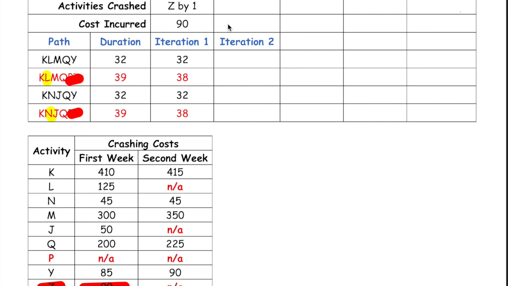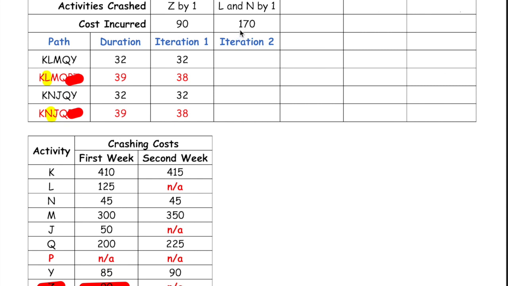And so in the second iteration, we're going to be crashing activities L and N by one time period. And the cost that's going to be incurred is simply going to be 125 plus 45, so 170. Because this cost of 170 is smaller than the penalty of 375, the firm would want to complete this iteration.